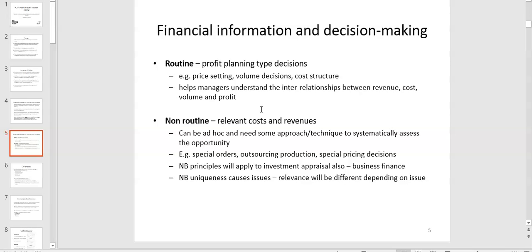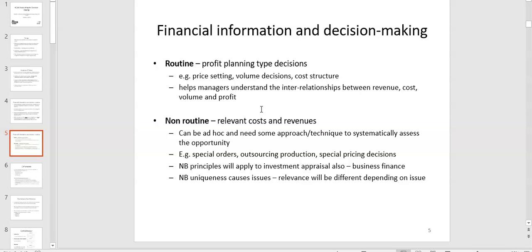This is regular decisions around setting prices, volume decisions, and the cost structure. Right. In the next recording, which is optional as well, called relevant costing, we're going to look at more one-off or non-routine decisions. So for example, should you outsource production? Should you accept a special order? Should you have a special price in a particular contract? So we're going to look at that concept in a different topic known as relevant costing.